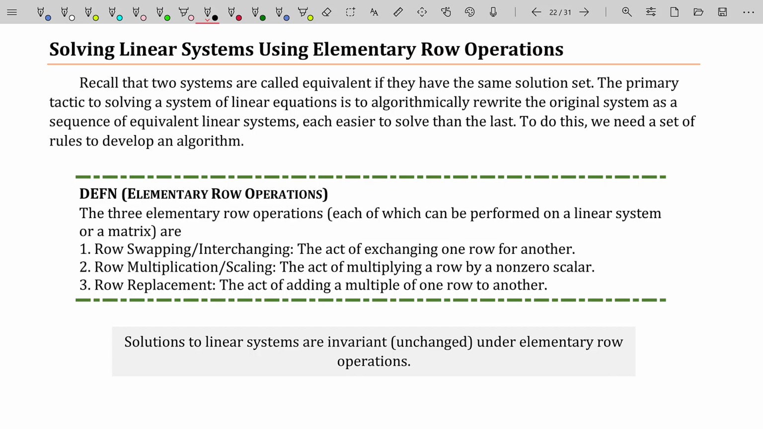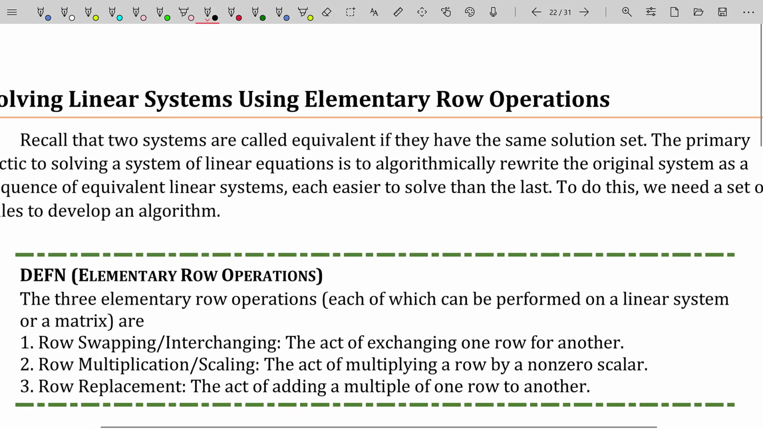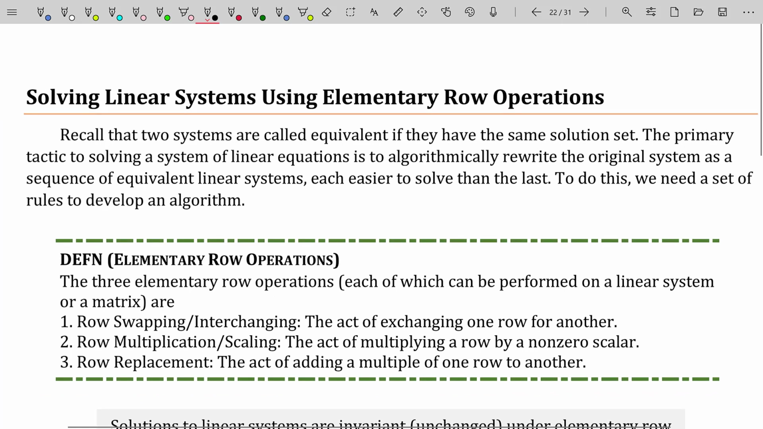Recall that two systems are equivalent if they have the same solution set. We talked about that in a previous video. So if I say that two linear systems are equivalent, that just means they have the same exact solutions. They may not look the same, and when you graph those systems, they might not graph the same, but where the systems have a solution, those are the same. Those solution sets are the same.